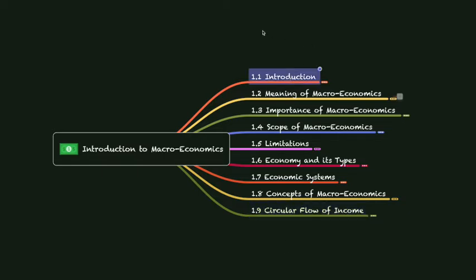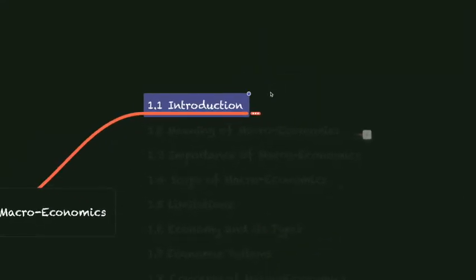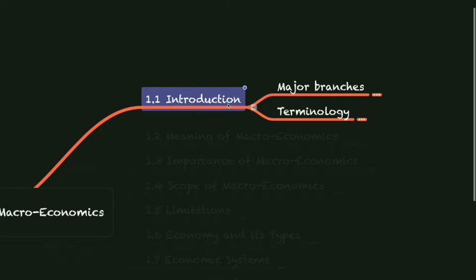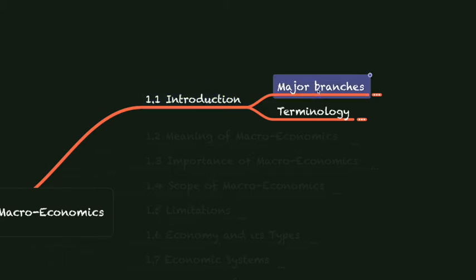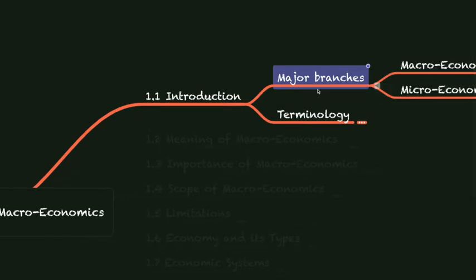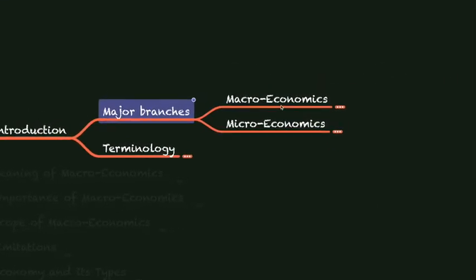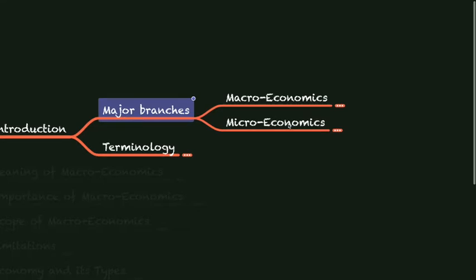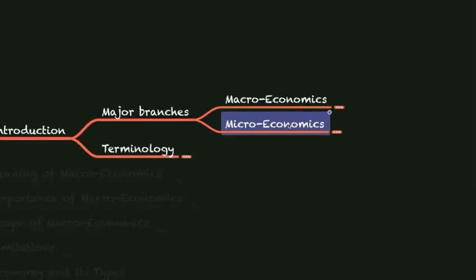Without further ado, we'll jump into the introduction. So in introduction, we are going to see what are the major branches of economics, and we'll be seeing something about the terminology. In the major branches, I've already told you there are two major branches, which is macroeconomics and microeconomics. We've already seen what is microeconomics in the last year.